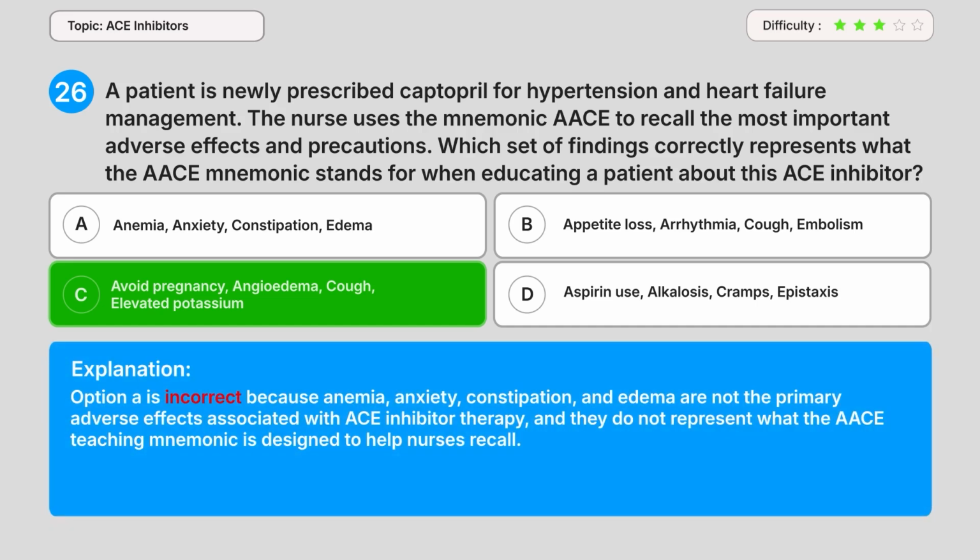Option A is incorrect because anemia, anxiety, constipation, and edema are not the primary adverse effects associated with ACE inhibitor therapy, and they do not represent what the ACE teaching mnemonic is designed to help nurses recall.